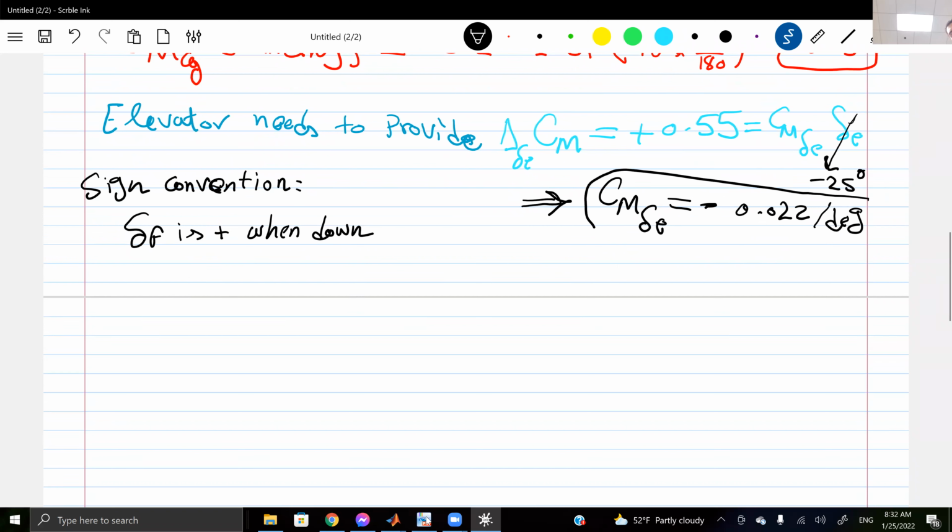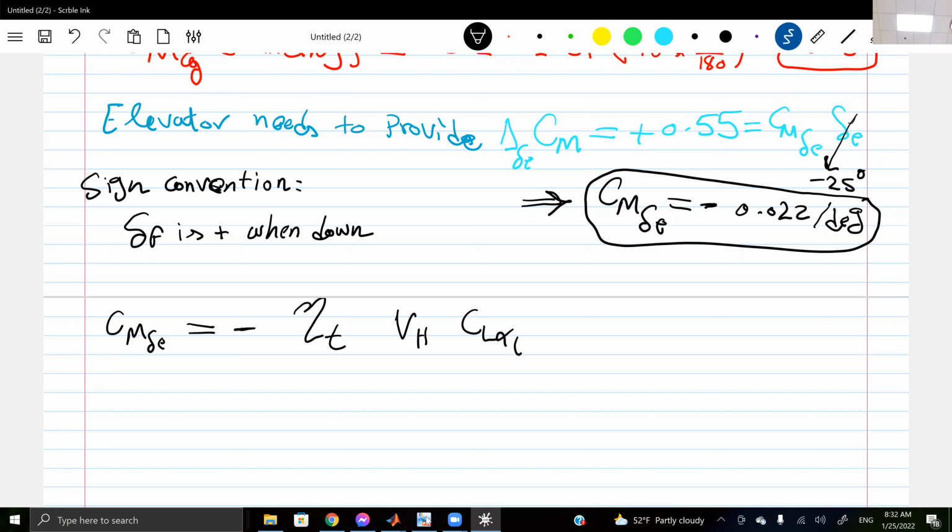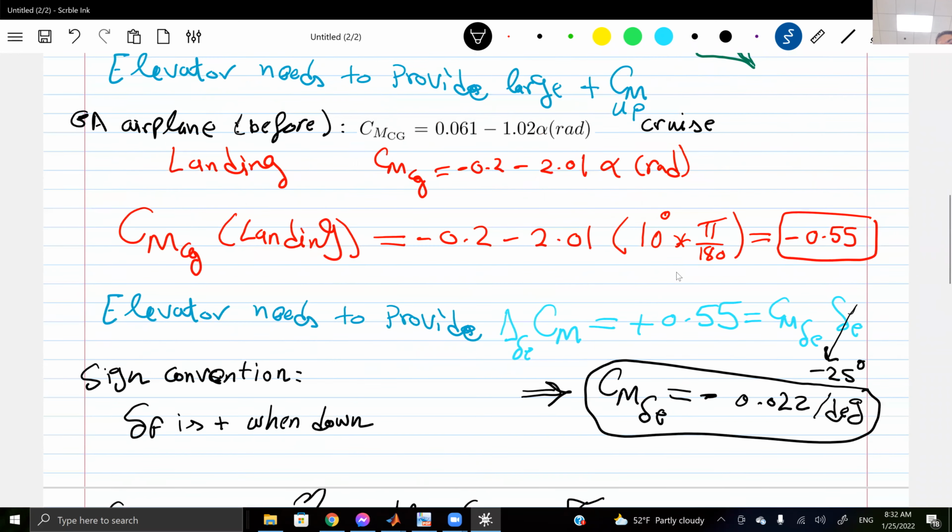This should depend, logically, on the elevator size. Hopefully I should have an equation in the course that relates this to the elevator size, and indeed we do. From last lecture, CM delta elevator was negative eta tail VH CL alpha tail times tau elevator. And this is the general aviation airplane, right?